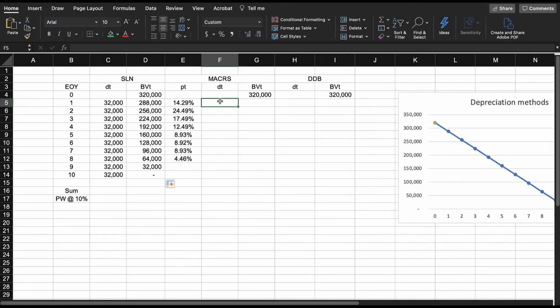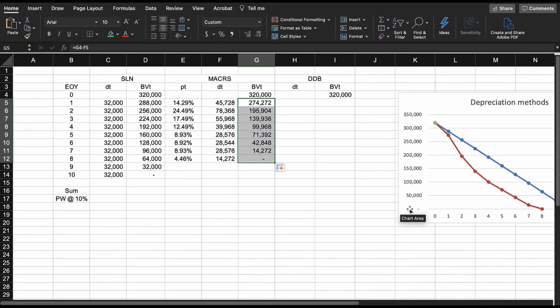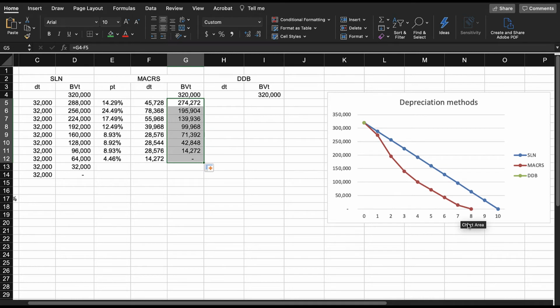So we are having the percentages here, and the deduction for each year is the cost basis. Again, I'm pressing F4 here to lock the cell, multiplied by the percentage deduction. And you do the same for every year. You multiply the cost basis by the MACRS percentage for that year. If you copy down this calculation, you can see that the deductions are calculated for 8 years, and the book value for each year is the previous book value minus the current year deduction. And if you copy that down, it's going to get to 0. And here is the deduction graph for MACRS.